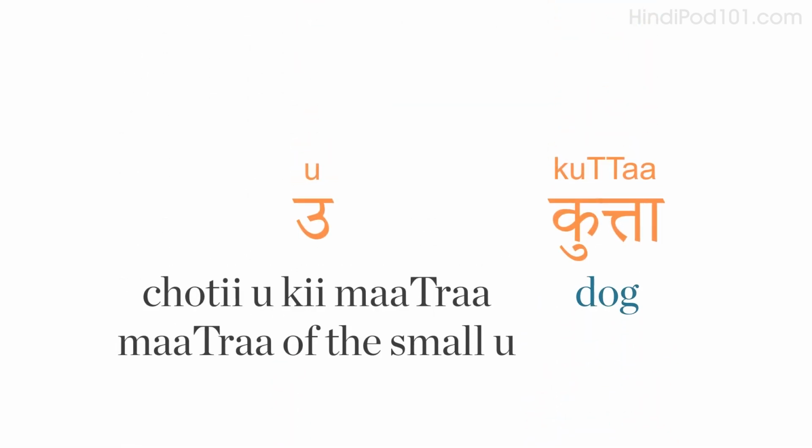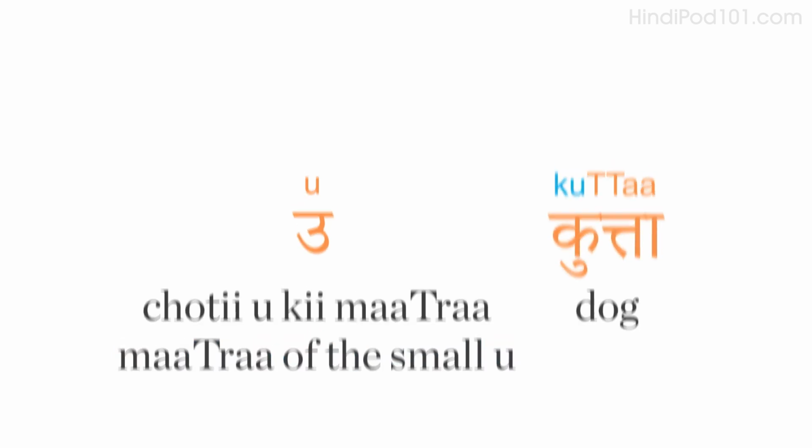Here's another word. Dog, kutta. Notice this matra on the letter K. This is the choti U ki matra, or the matra of the small U. This matra makes K, ku.